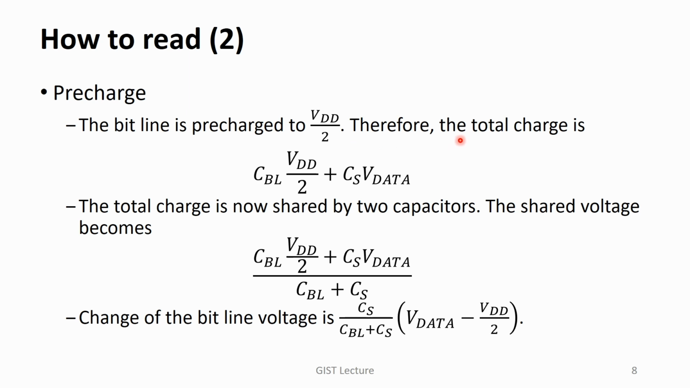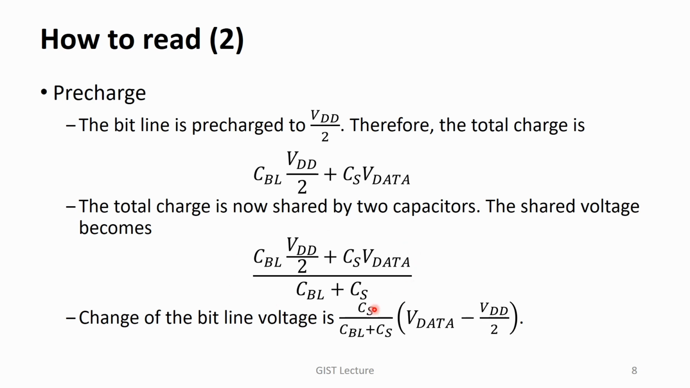Therefore, the total charge in the bit line and the capacitor can be written in this form. The two capacitors have different voltages. When the word line is raised, the total charge is shared by the two capacitors. Then the shared voltage becomes this form.